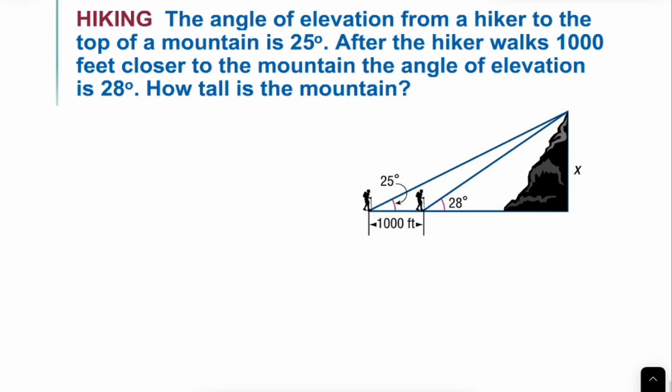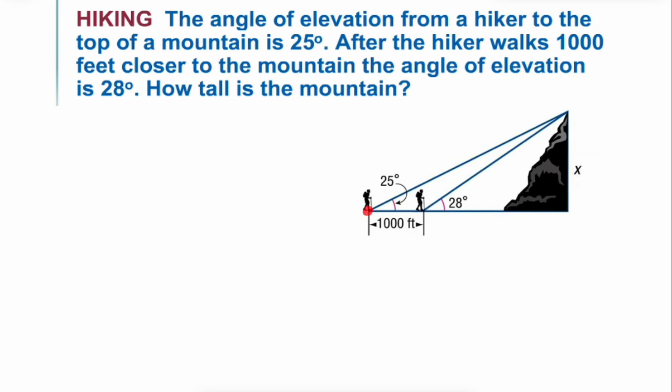In example 7, it says that a person is hiking. They are standing out from the mountain. They look up to see the top of the mountain, and they have to lift up their head 25 degrees. They walk in 1,000 feet. Now they're closer to the mountain, so they have to lift up their head 28 degrees to see the top of the mountain. How tall is the mountain? So that's why we have an x here.